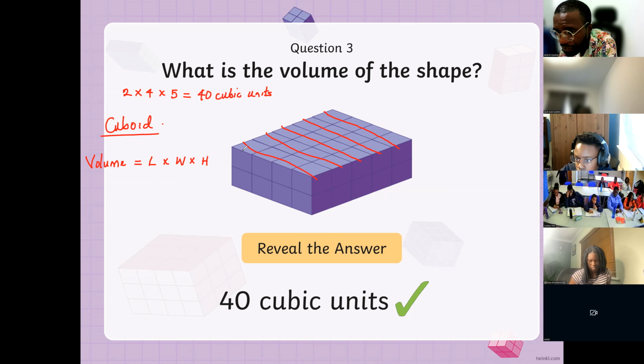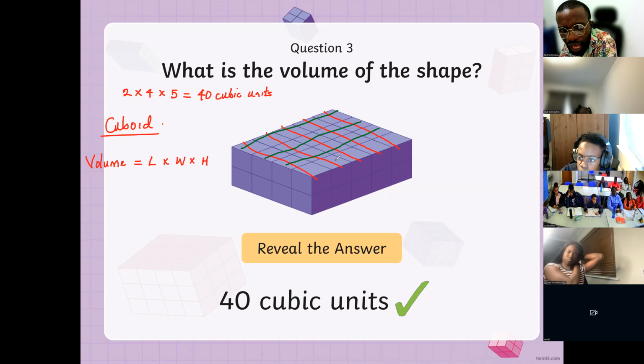Let's check the length. 1, 2, 3, 4. Solve the problem? Yeah.